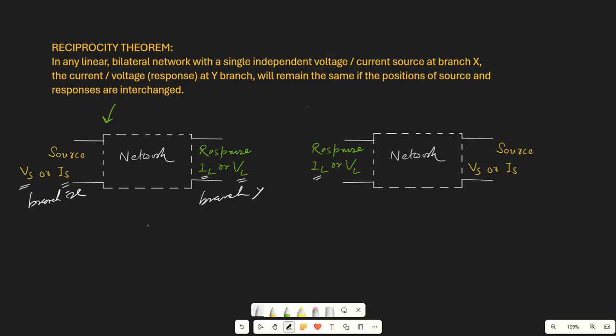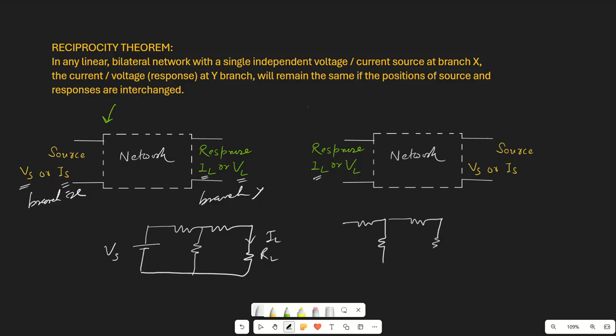So let us consider a small circuit and then explain. Suppose we are determining current in this circuit. As we are considering voltage source, so it should be current. So this is IL. So we are measuring current IL across this branch, across this RL. So it will remain same if we replace the source and the response. So that means we will be interchanging the source and response. In this, the direction of current is downward, so accordingly the voltage source direction should be like this, then only we'll be having the current direction downward.